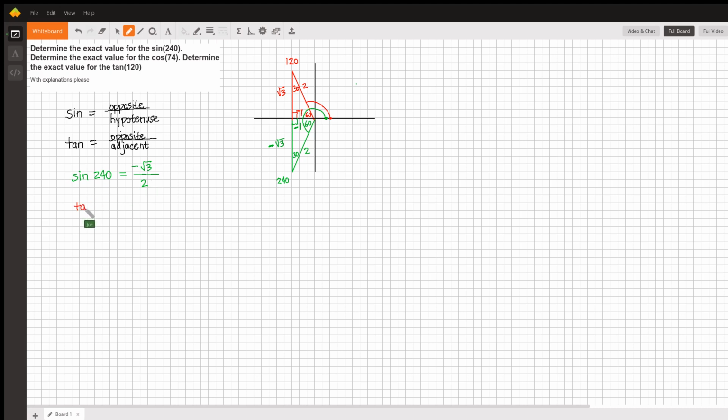So now we'll put to work this equation where we have tangent being the opposite side over the adjacent side, so that the tangent of 120 degrees, the opposite side from the 60-degree angle is the square root of 3, and the adjacent side is negative 1. So now we have our two answers. The sine of 240 degrees is negative square root of 3 over 2, and the tangent of 120 degrees is the square root of 3 over negative 1.